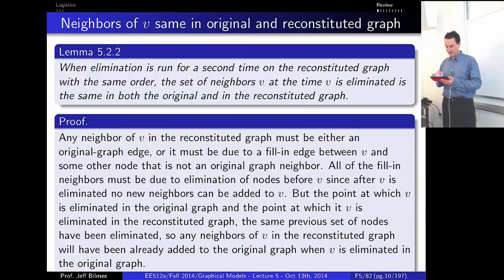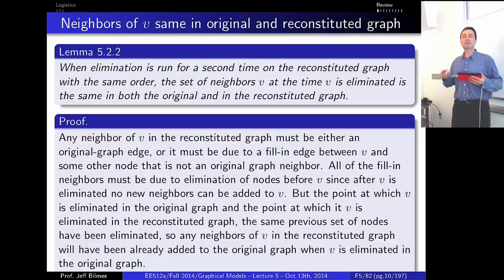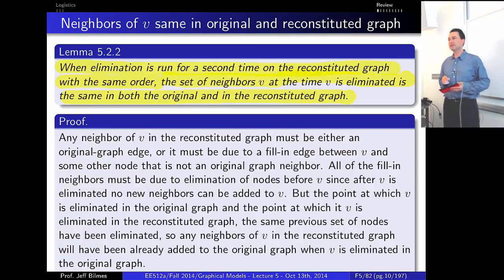So a little bit of review. First of all, these are just a review of a couple of important lemmas that we just need to essentially gain an intuitive sense for. The first one says that when we run elimination a second time on the reconstituted graph, using the same order that we ran in the original graph, then the set of neighbors of any node V that we eliminate at the time that we eliminated it in the original graph is exactly the same as the set of neighbors that we encounter when we run elimination on the reconstituted graph.